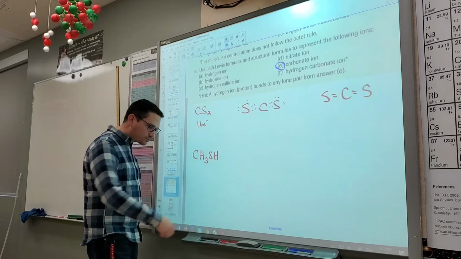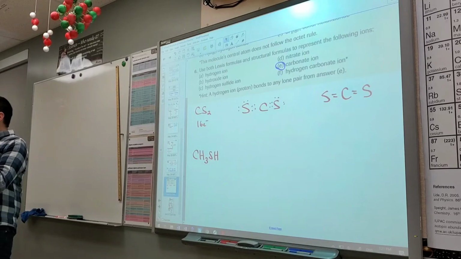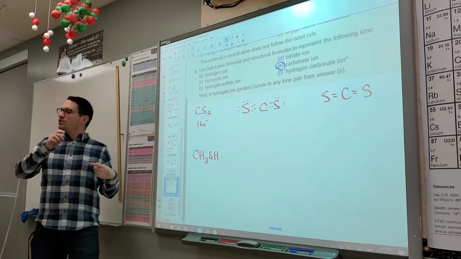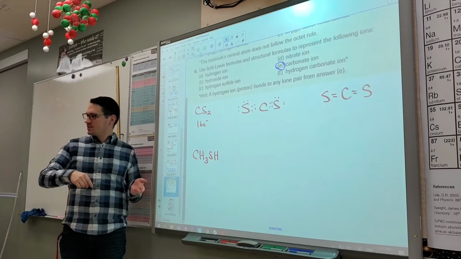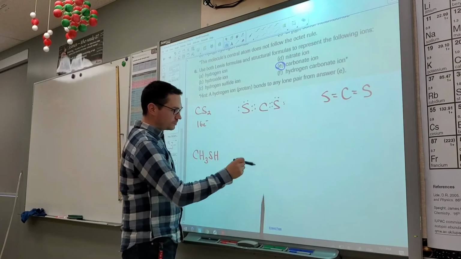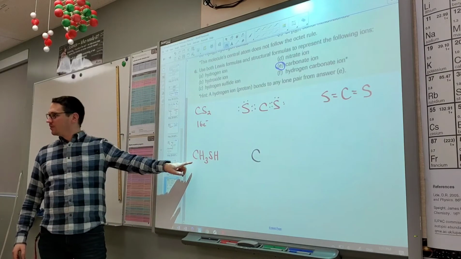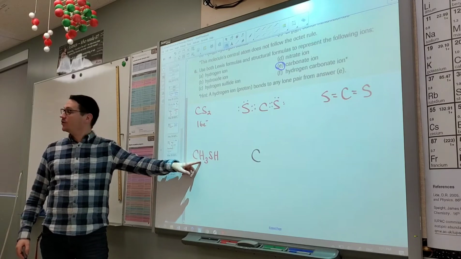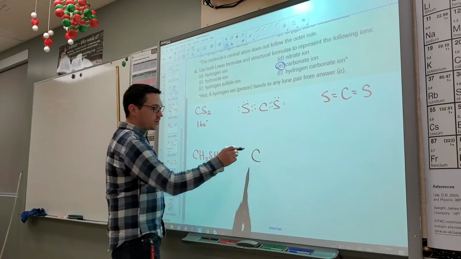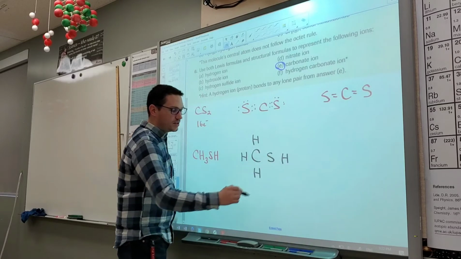Let's do methane thiol, CH3SH. Now, do you remember the trick here? There's a little tiny trick associated with this. What's the formula trying to tell you is the central atom? It's trying to tell you the carbon's the central atom. And what's surrounding the carbon? The 3 hydrogens, and then it's an SH as well, right? So it's the 3 hydrogens, and then it's an SH.